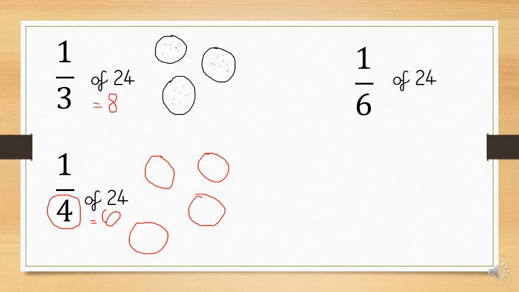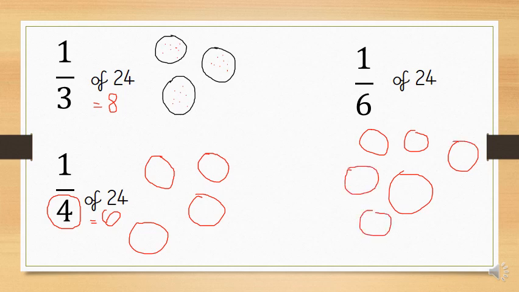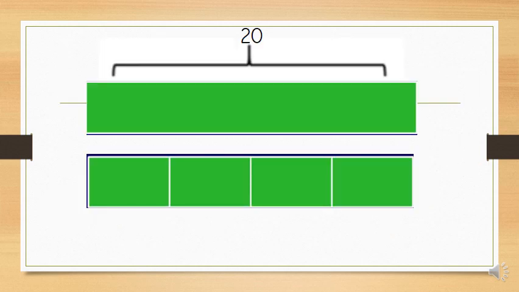Same here, 1/6 of 24. You would be drawing 6 circles. It doesn't really matter for these ones if they're not the same size, and then sharing your 24 counters into your 6 circles, and you would have found 4. So hopefully that was quite easy for some of you, and you'll be ready to move on to a different way of finding fractions of amounts. So the whole bar represents 20, which is our whole amount. We want to find 1/4 of 20.